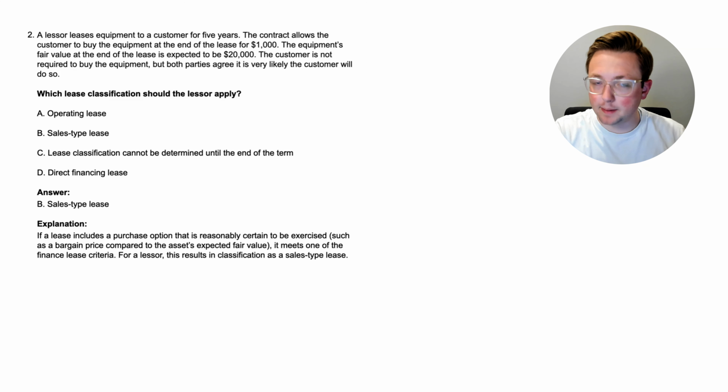And we're kind of seeing a pattern here. I'm not going to give too much away. We're just going to go through the rest of the questions to make sure that you get all this. But again, it's a sales type lease because of a different reason, because there's a purchase option that's reasonably certain to be exercised. Now let's go to the next question.